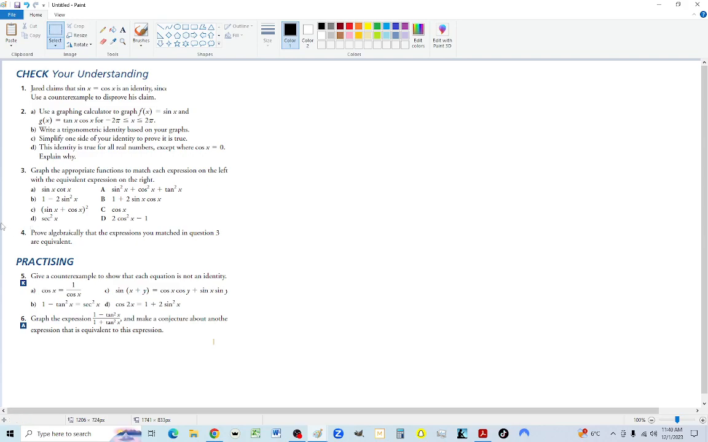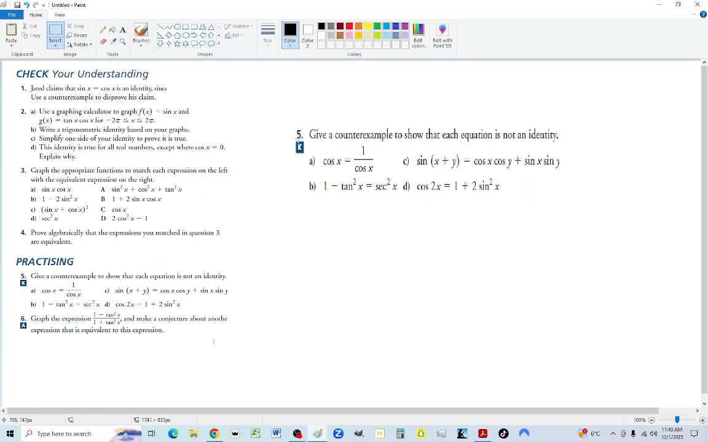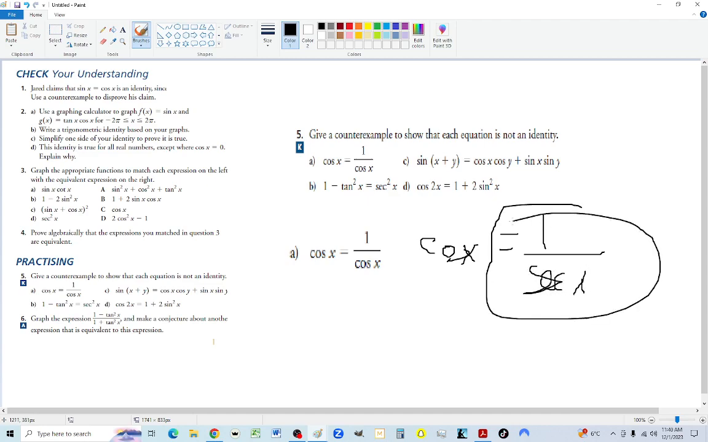4. Prove algebraically the expressions you match in question 3 are equivalent. I just did. Give a counterexample. Well, you'd have to multiply them out. It doesn't matter. Give a counterexample to show that each equation is not an identity. Give a counterexample to show that these equations are not identical. Well, this is impossible. You cannot have cos x equal 1 over cos x. And in reality, in your truths, we've already been shown that cos x is equal to 1 over secant x. Therefore, since this is truth, this cannot be.